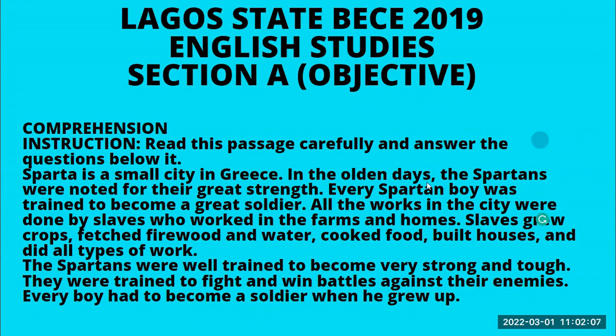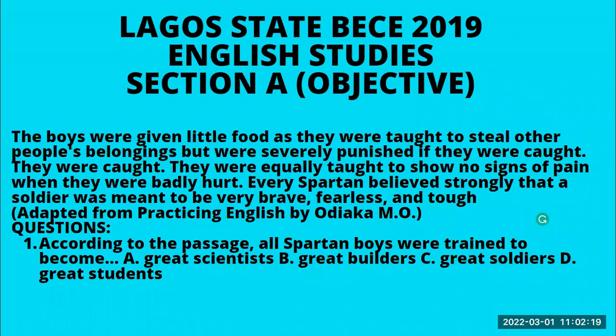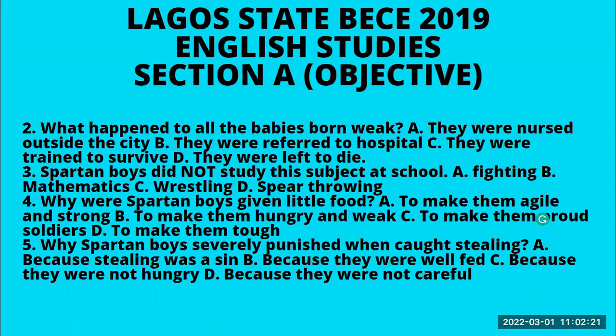So the answer is quite clear: every Spartan boy was trained to become a great soldier, not a scientist or any other one. All right? So let's now get to question number 2. What happened to all the babies born weak?